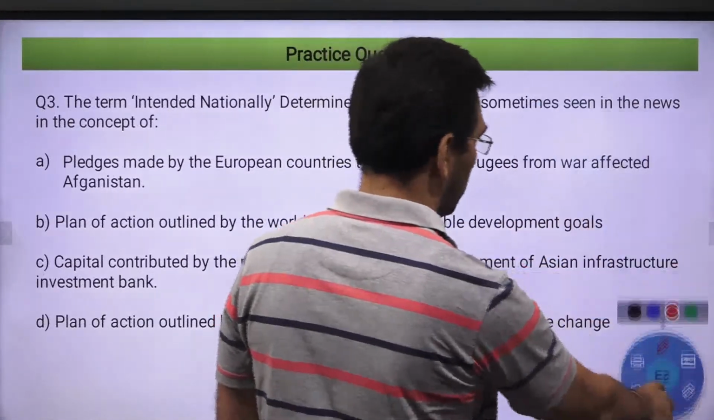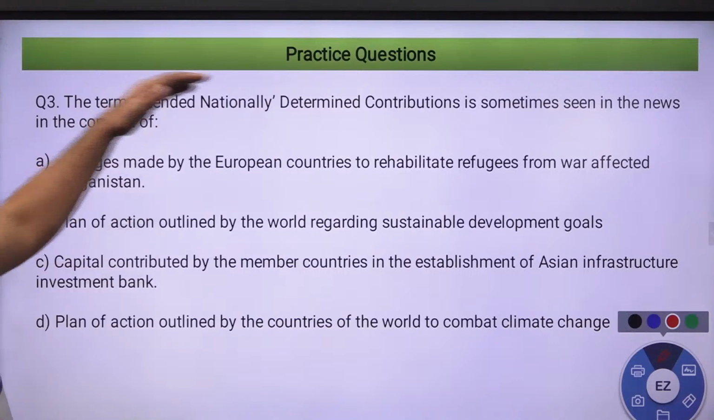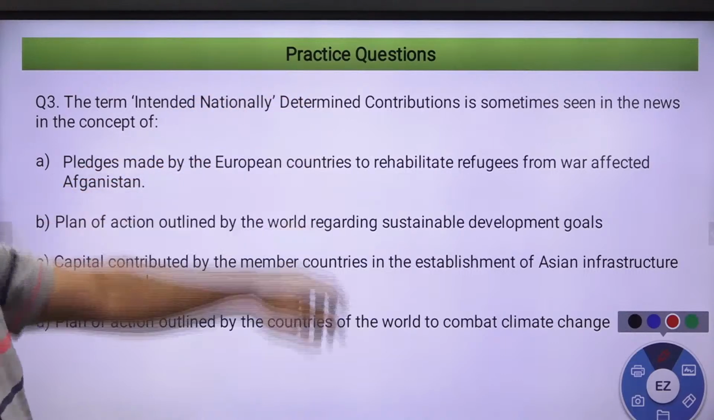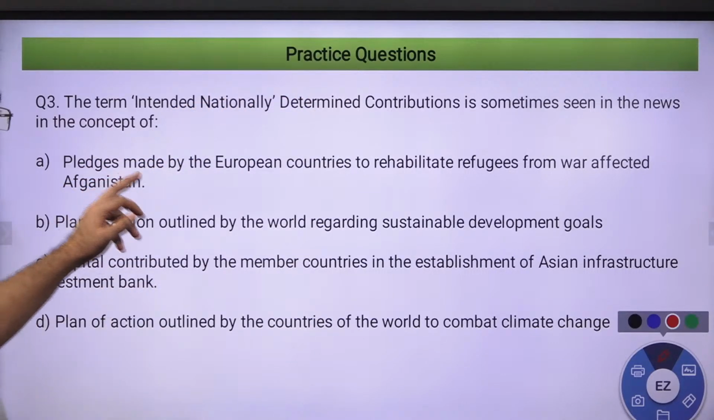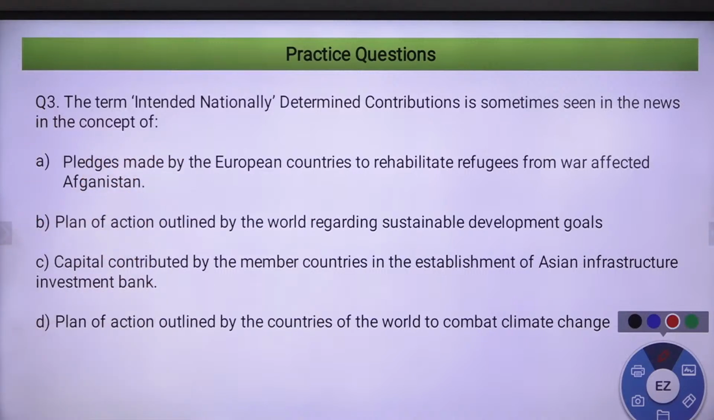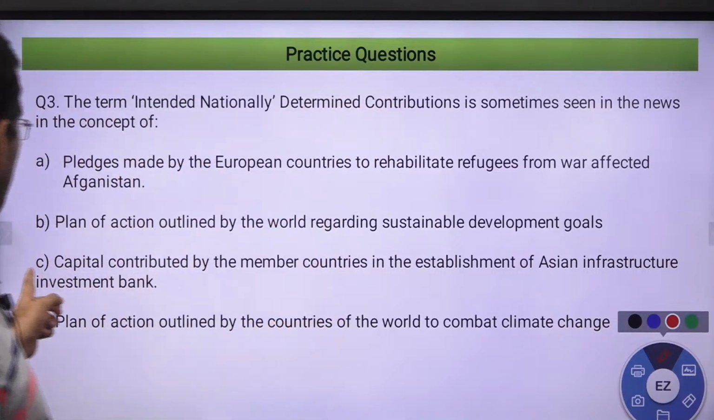Let's go through this question now. The term intended nationally determined contributions is sometimes seen in the news, and you should also know what it means. If you have gone through greenhouse gas emissions and all that, this is related to the release of greenhouse gases.